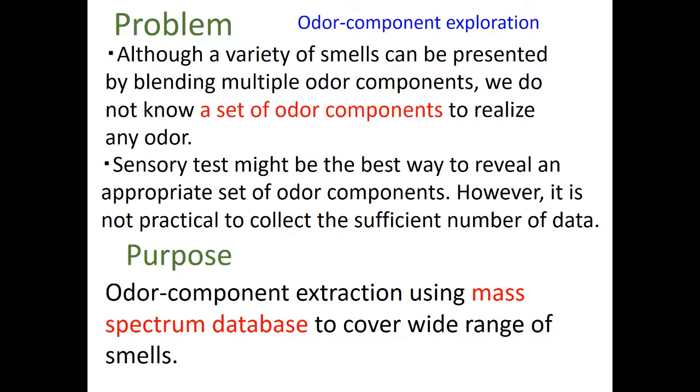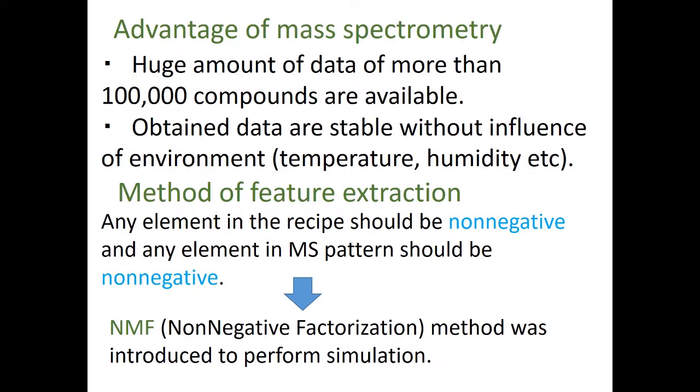And so in this case, a mass spectrum database is used to extract the odor components. And so the advantage of mass spectrum in this case is that a huge amount of data, more than 100,000 components, are available. This one is in the database and obtained data are stable, without influence of environment such as temperature and humidity, which chemicals are often affected by.